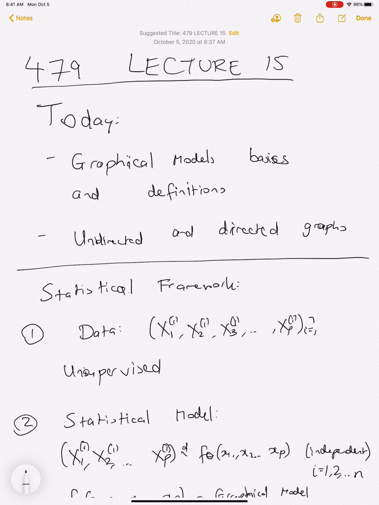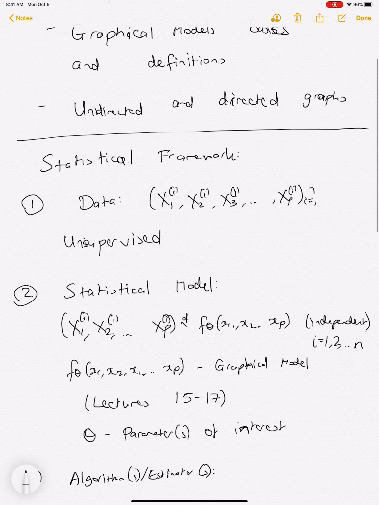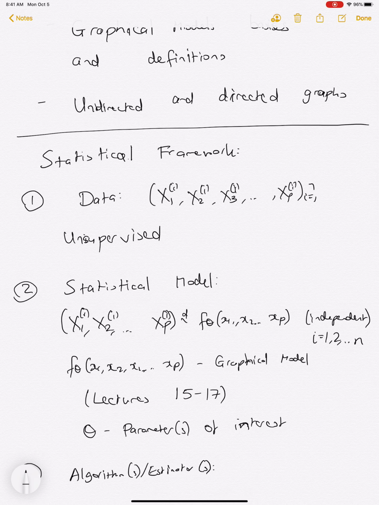And so just to put things in the context of the statistical framework that we've been returning to throughout this course. So in this scenario, our data is x1i, x2i up to xpi, where i is 1 to n. So we have, again, p covariates or features and n samples. But in this scenario, we don't have a response. So this is the unsupervised setting. So this is the first scenario where we have unsupervised data. And so the statistical model is actually the graphical model, which we're going to spend the next several lectures actually defining. So we don't know precisely what it is.